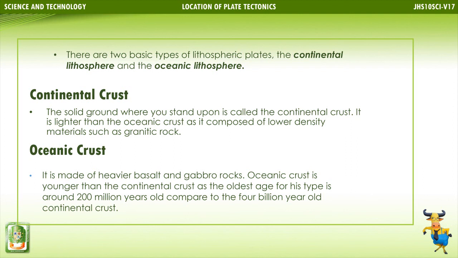Oceanic crust is younger than the continental crust as the oldest age for this type is around 200 million years old compared to the 4 billion year old continental crust.